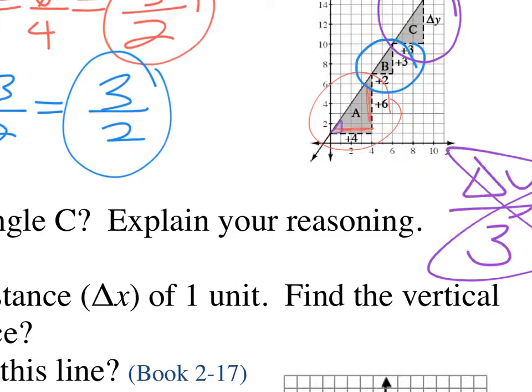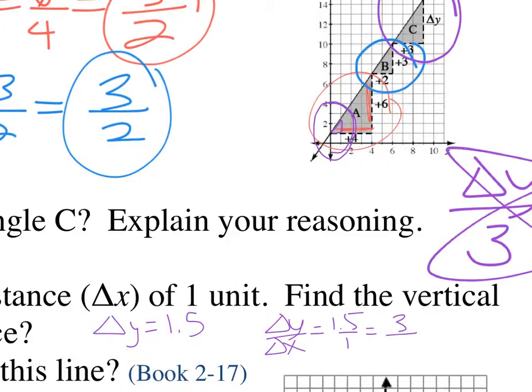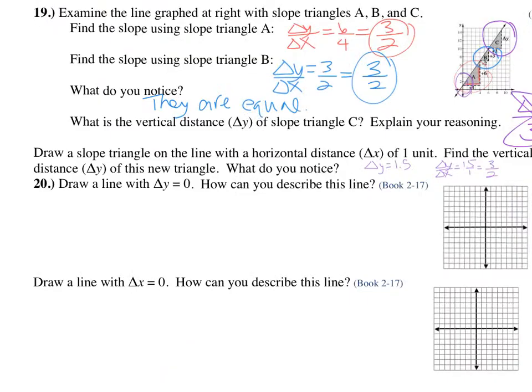What do you notice? So right here, I know there's a lot going on. I did a slope triangle with a change in x of 1. So I noticed that my change in y is going to be around 1.5. And this also matches our slope. So if we take change in y over change in x and say 1.5 over 1, that's the same thing as our slope, which is 3/2, or 1.5.